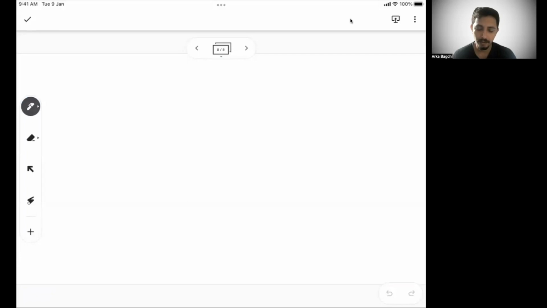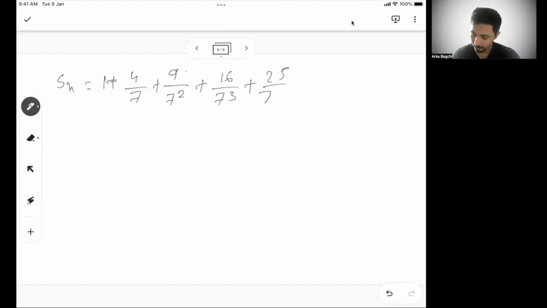Okay. So with this, let's try some of the problems. Let's see some of the different types of problems that can come in a sequence. Let's say there is a problem. You have to find out Sn of 1 plus 4 by 7 plus 9 by 7 square plus 16 by 7 cube plus 25 by 7 to the power 4 till infinite. Okay. Now, let's see how we are going to solve it.